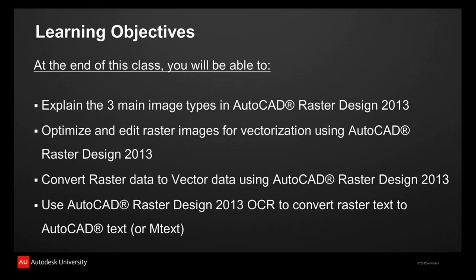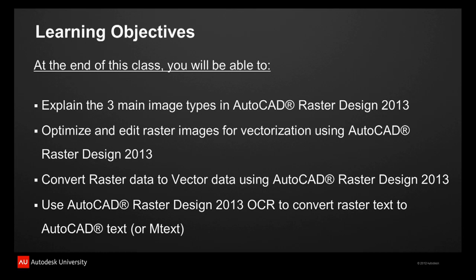It's a process. All right, so that would be the second objective, understanding how to use the tools in Raster Design to be able to optimize these images before we start vectorizing them. And then, of course, converting the raster data after it's been optimized to vector data using the tools provided in AutoCAD Raster Design. And then finally, the last objective, I'll also show you how to use the text recognition functions in Raster Design.